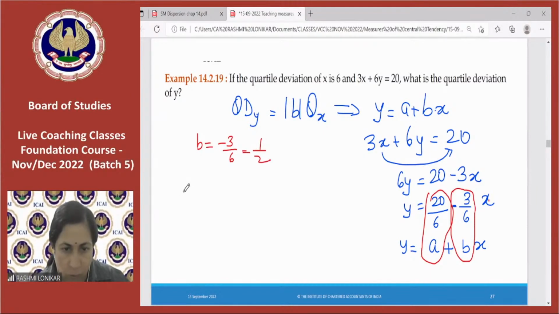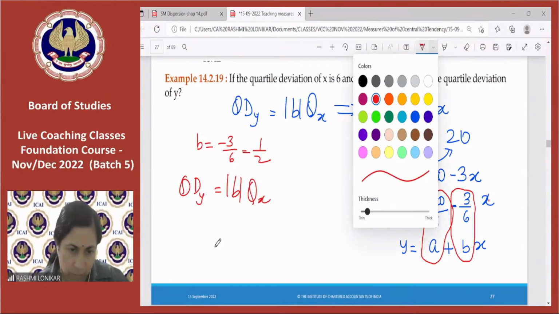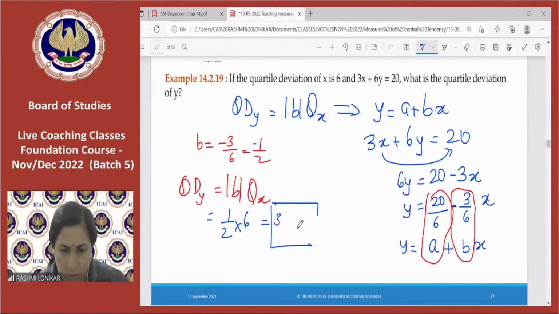So we have QD of y is equal to mod of b into QD of x. I'm going to take b as 1/2, because we are taking only the positive values. So 1/2, and the quartile deviation of x is 6, so the quartile deviation of y is 3. So 3 is equal to QD of y. Okay, everybody understood this?